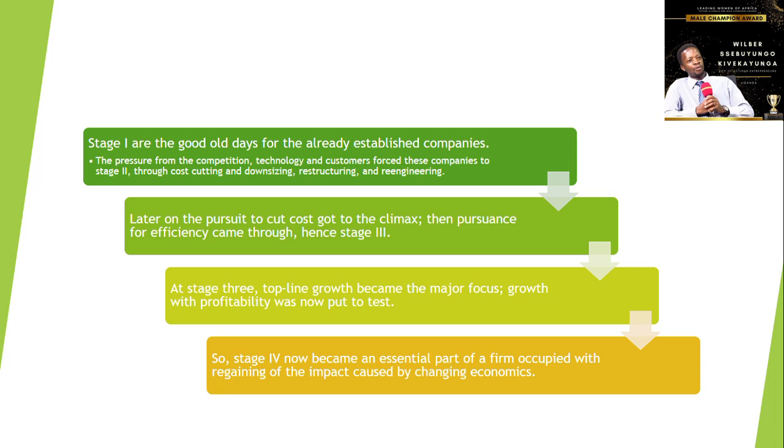So when the cost cutting gets to the climax, then the other thing to pursue is what we call efficiency. Efficiency is counted in terms of time, production per unit time, or sales per unit time. So how efficient are we making sales? How efficient are we producing? Are we efficient? So there must be high output in the least possible time. Then the other element is to see that there must be growth.